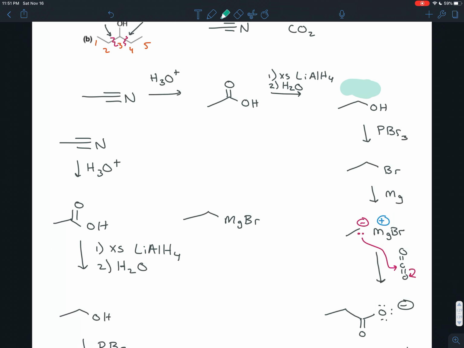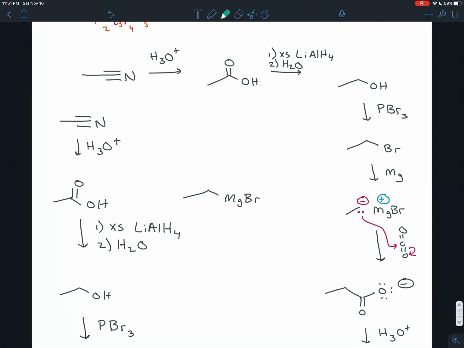At first we replace the carbonyl with bonds to hydrogen. We do that by using a strong reducing agent like lithium aluminum hydride. Don't forget to follow that up with water to do proton transfers to stabilize any charge. That gave us the primary alcohol. We replaced the OH here with a bromine by using phosphorus tribromide. Once we have the bromine, we can dunk some magnesium in there, and that gives us our Grignard.